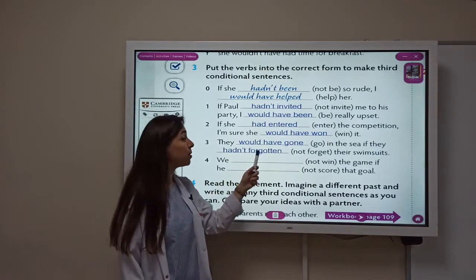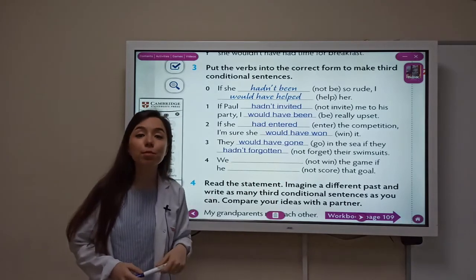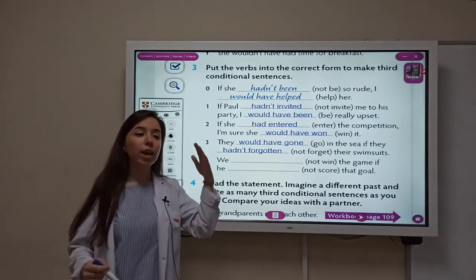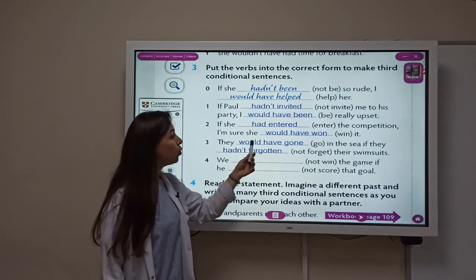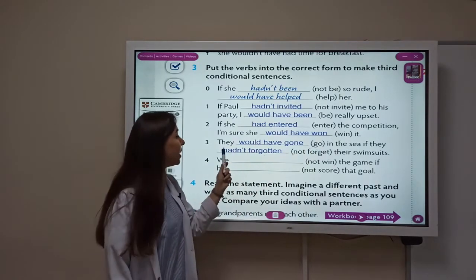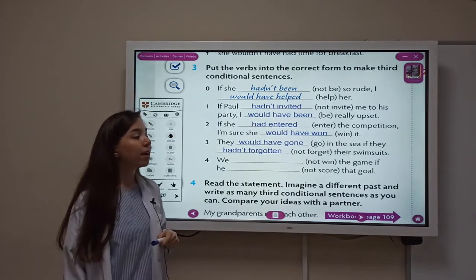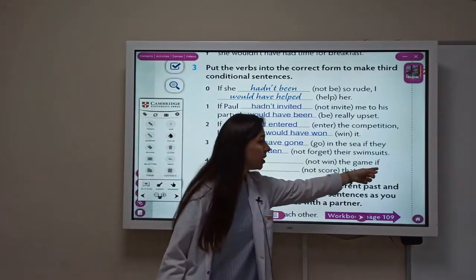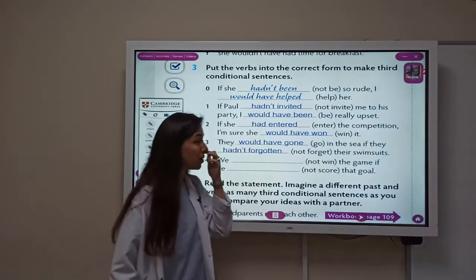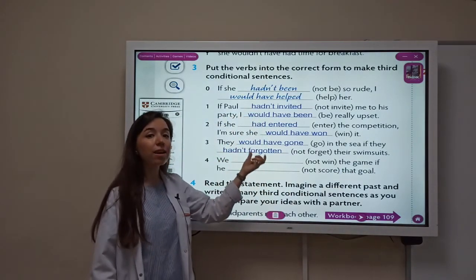Please pay attention. The past participle form of forget is forgotten. Second form past simple, forgot, then forgotten. So, they would have gone in the sea if they hadn't forgotten their swimsuits. Again here, the if is in the second part. So our sentences start with the result clause, then the if clause comes.